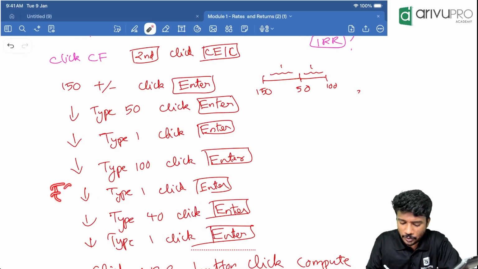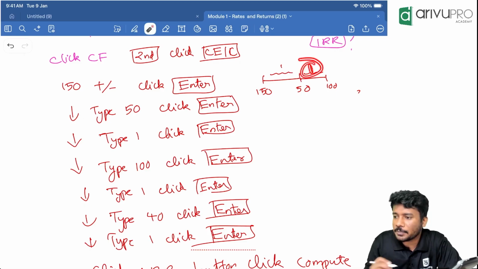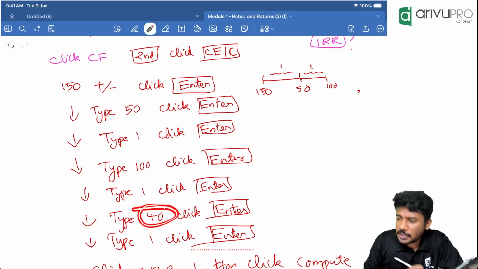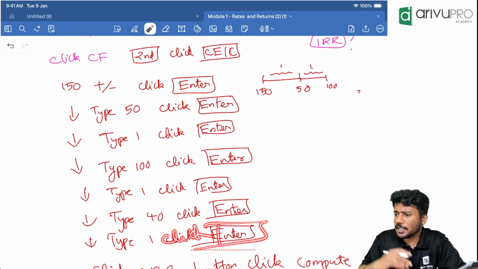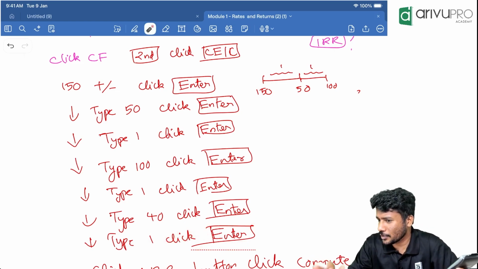So F02 is also 1 year because 50 is becoming 100, or 50 to 100. How much is the gap? The 1 year gap is there. Then coming to the third year, the last year, that is 40. Click enter. Then move down and click 1 and click enter. That means all the cash flows are entered in your calculator.